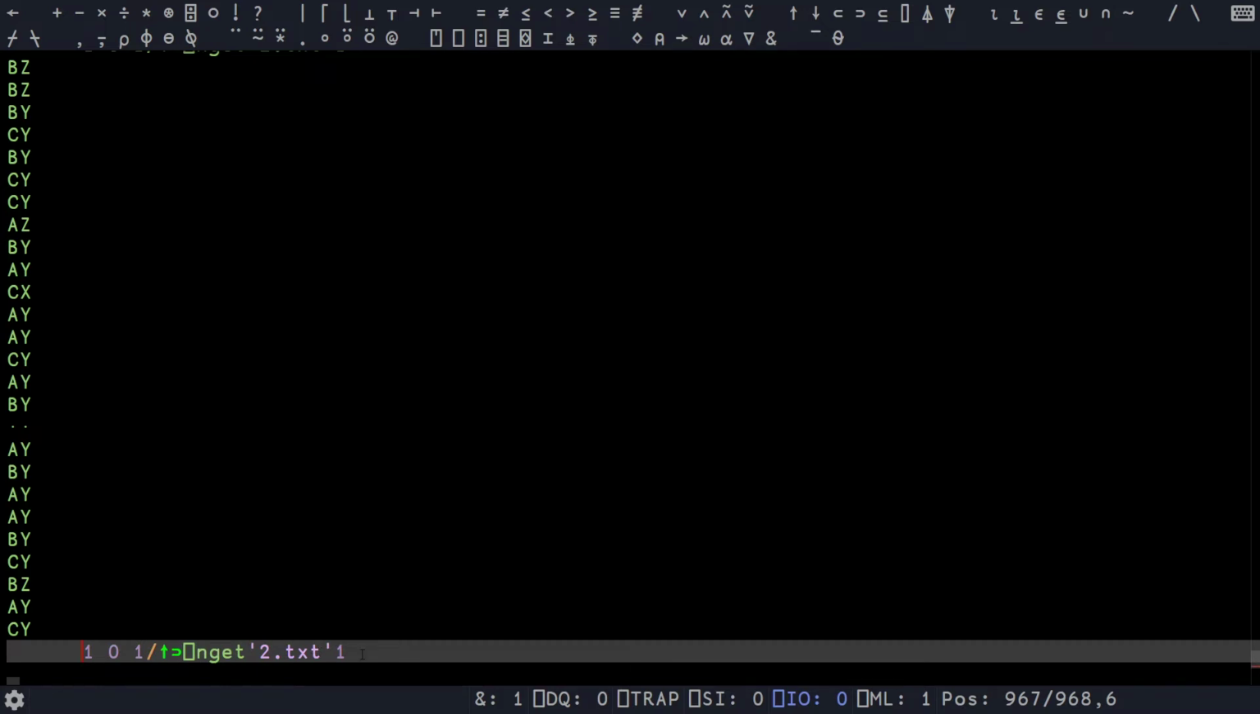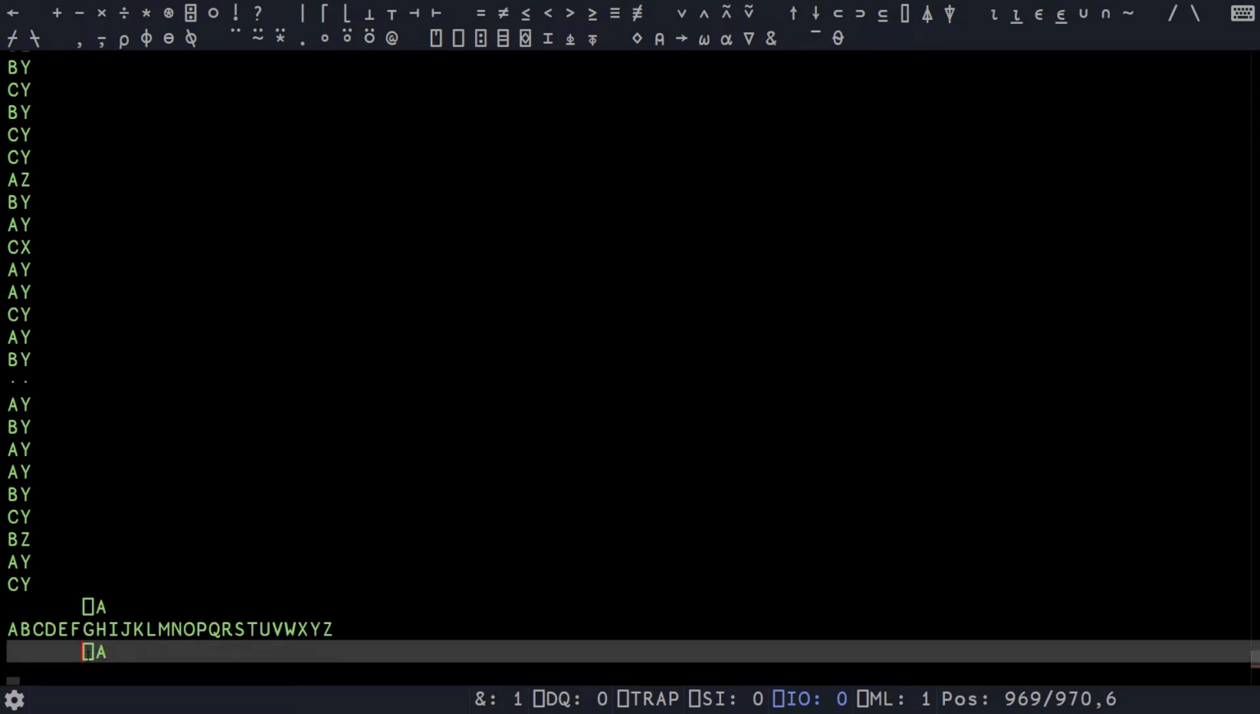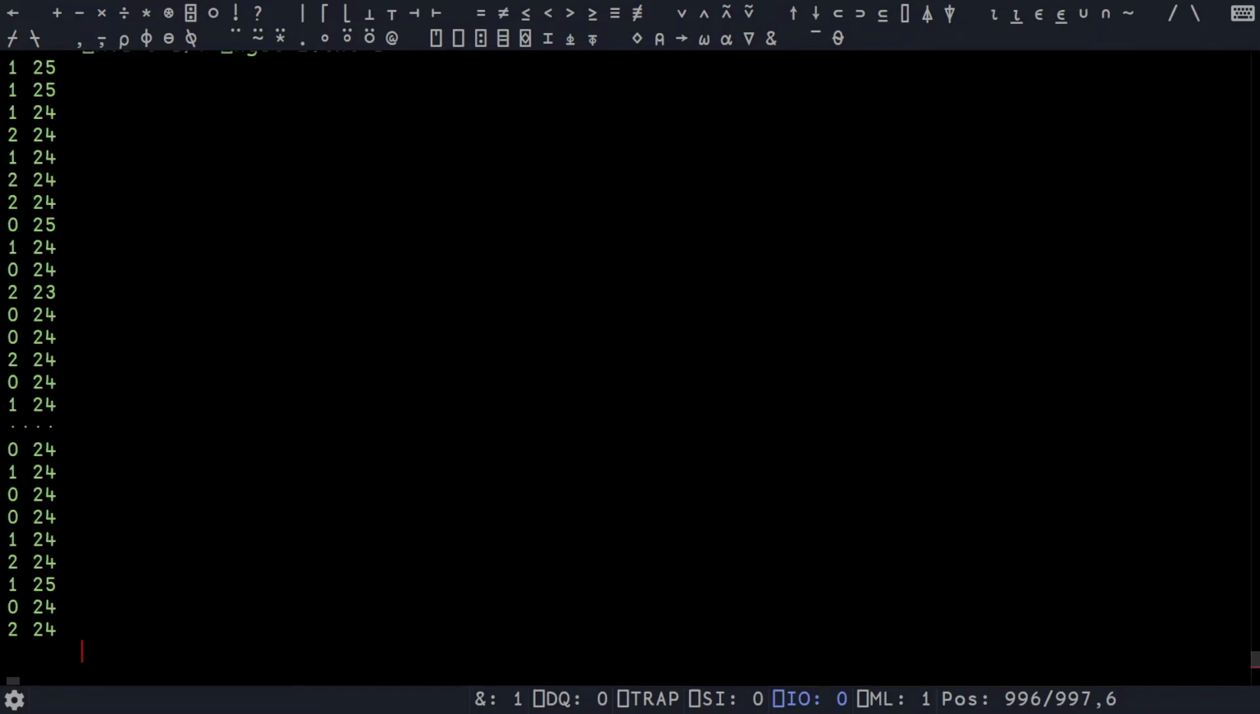Now, we can index into this using quad A, which gives us a string containing all of the uppercase letters. And if we do quad A index of, that gives us these numeric values.